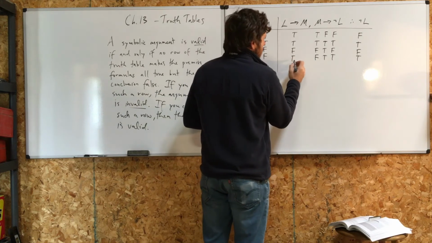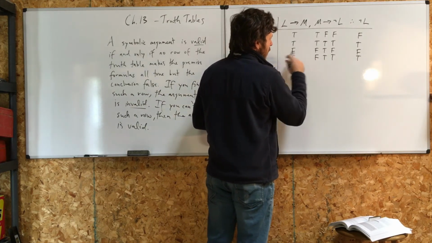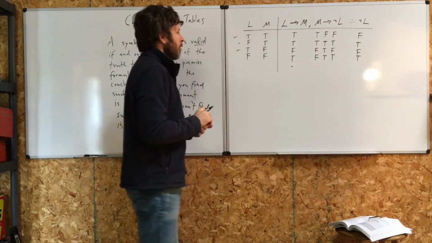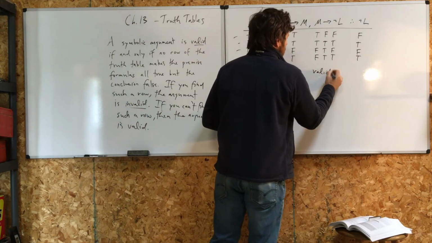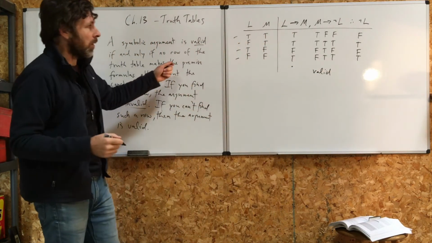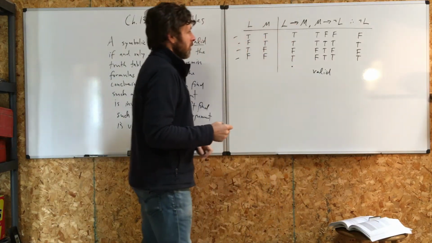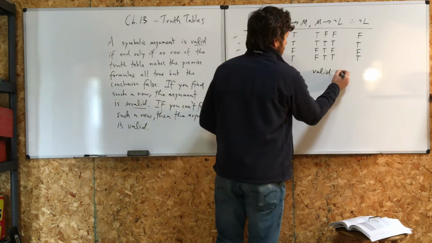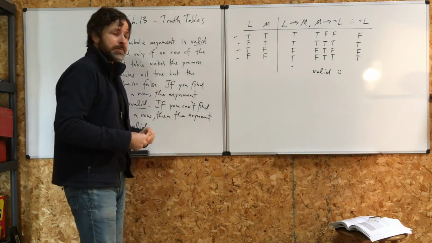Fourth row here, true premise here. Okay, all the premise formulas are true. Conclusion, it's true. So the argument is valid. There is no row where the premises are all true and the conclusion false. So this is valid. All right. Okay. Does that make sense?